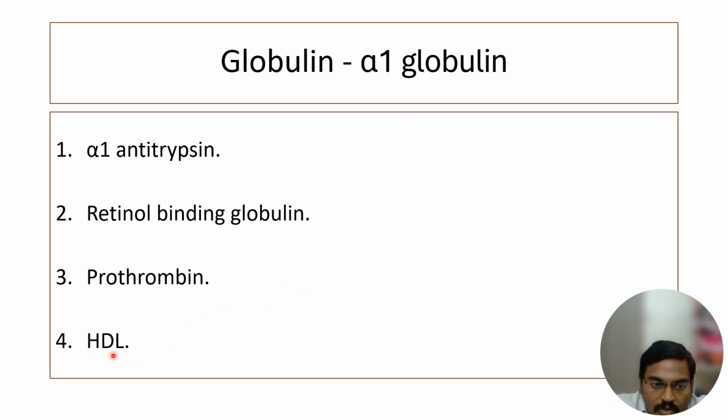Next, coming to HDL. I told you HDL is a lipoprotein because it is going to transport cholesterol from liver to peripheral tissue. Sorry, from peripheral tissue to liver. It has a lot of apoprotein in it. HDL has lipid, cholesterol and apoprotein in it, and that apoprotein comes under alpha 1 globulin. So that's all about alpha 1 globulin.